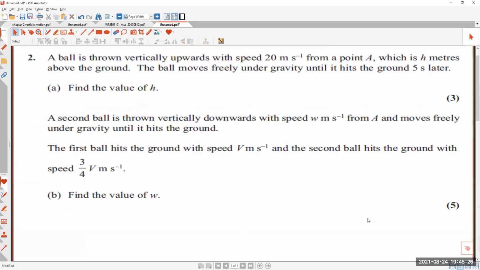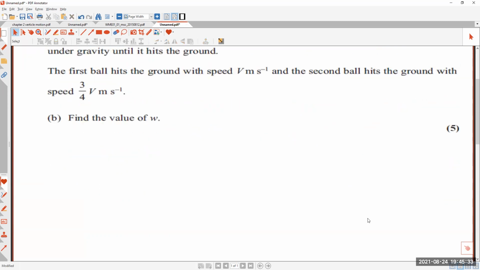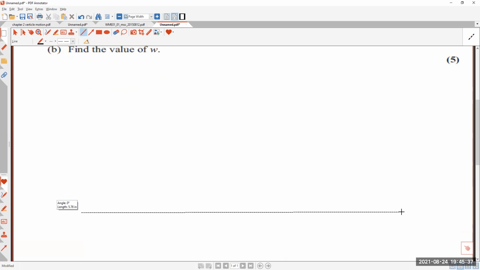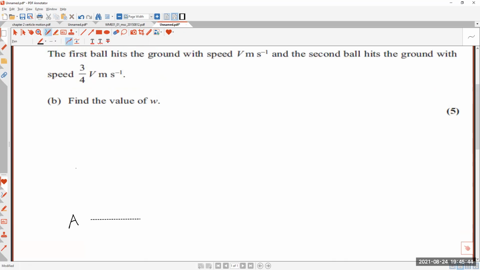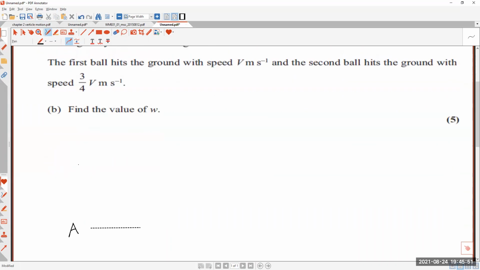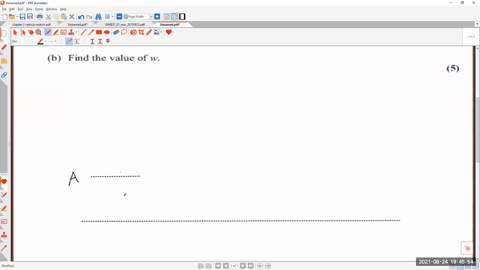Now, the ball is thrown vertically upward with a speed of 20 meters per second from point A, which is h meters above ground. Whenever something is above ground, the main thing that comes to my mind is the negative sign. This is my point A. The ball moves freely under gravity until it hits the ground 5 seconds later.